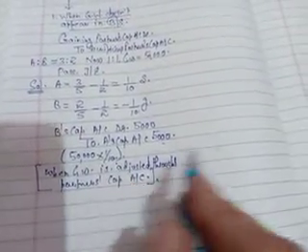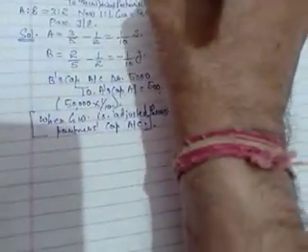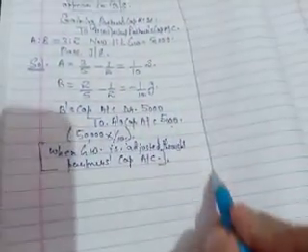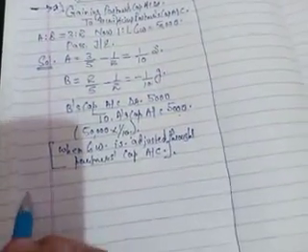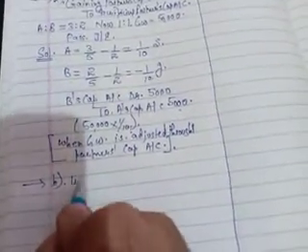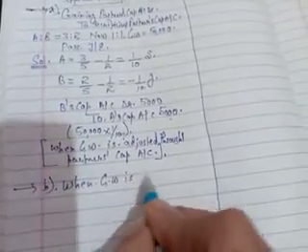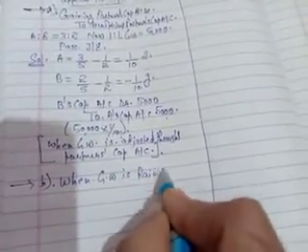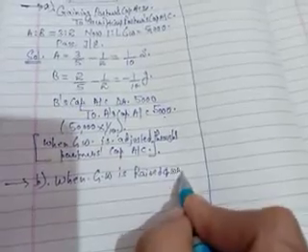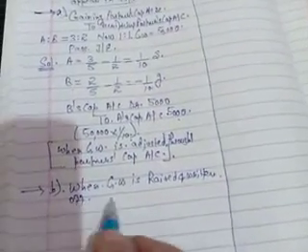Then there's another case. In this very case, when goodwill does not appear in the books, there's another method to do this: when goodwill is raised and written off.